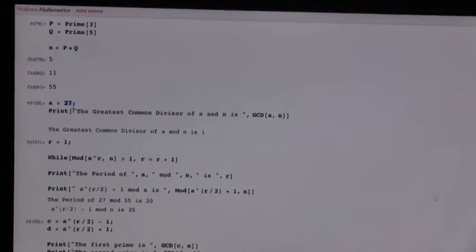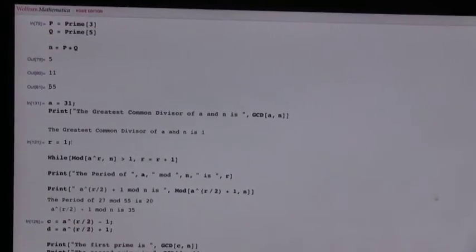How about 31? The first thing we have to check is the greatest common divisor. I should have put 31 and 55 in there just to make sure we were evaluating, but it tells us the greatest common divisor is 1, which is what we want. The next thing we have to do is compute the period of 31 mod 55.